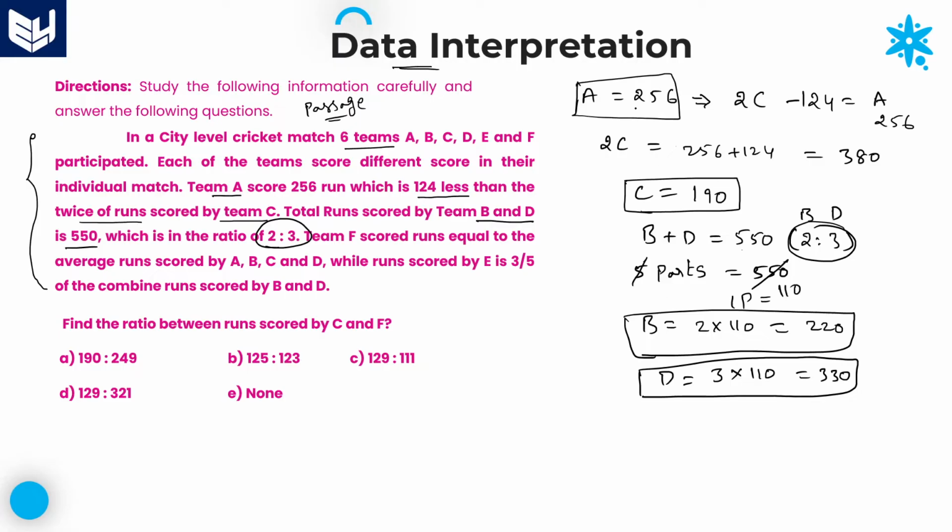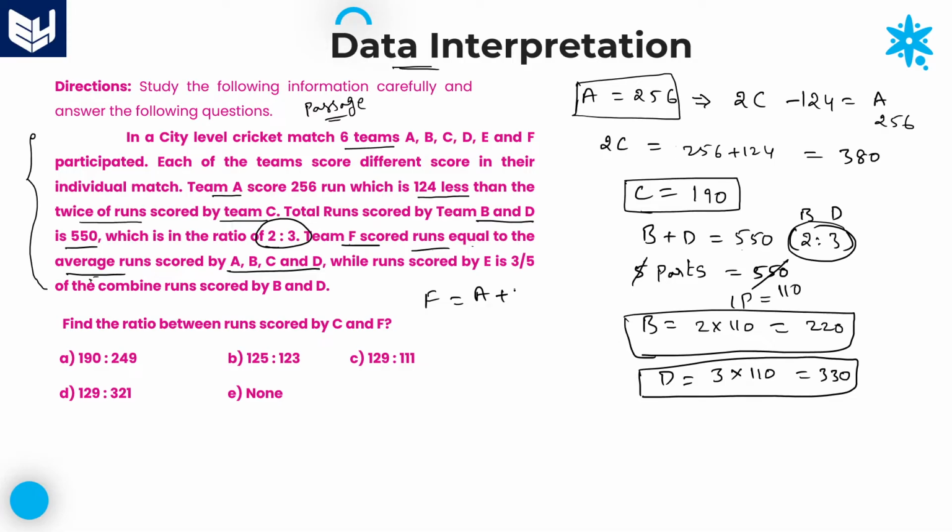Now we have A, B, C, D, these four teams' runs. That one is completed. And next one, team F scored runs equal to the average runs scored by A, B, C, D. Whatever value we get for the average of A, B, C, D, that is the runs scored by team F. So team F scores the average of all four teams A, B, C, D.